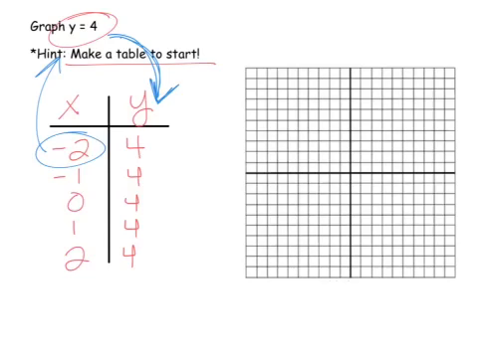And so if I graph this, I have (-2, 4), (-1, 4), (0, 4), (1, 4), and (2, 4). Look at what kind of line I ended up with. And remember, when we graph, extend your line and put on arrows. You must do that. But notice what we have. We get a horizontal line.